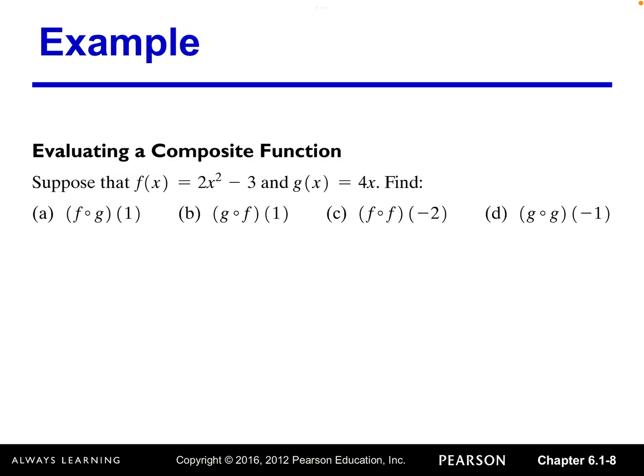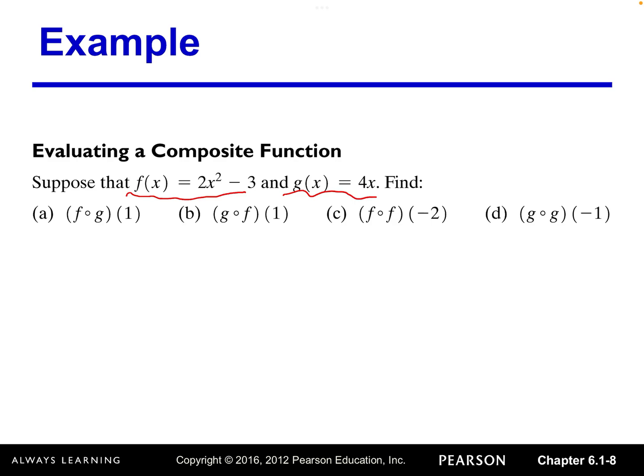Now let's look at an example evaluating a composite function. Suppose f of x equals 2x squared minus 3 and g of x equals 4x, and we're trying to find the following a, b, c, d. Okay, we're going to do one by one.